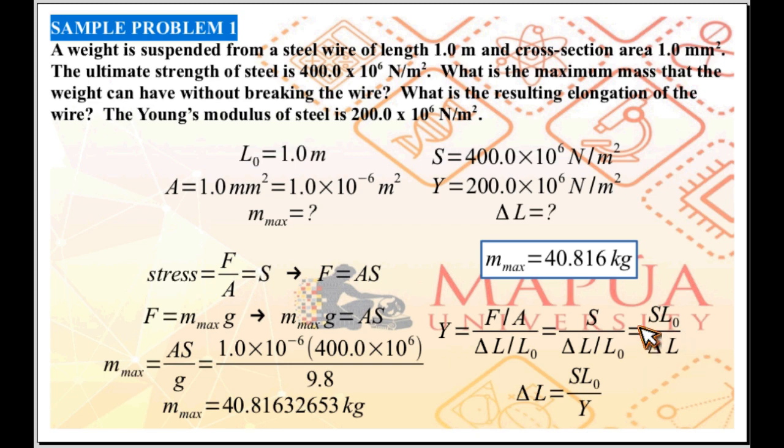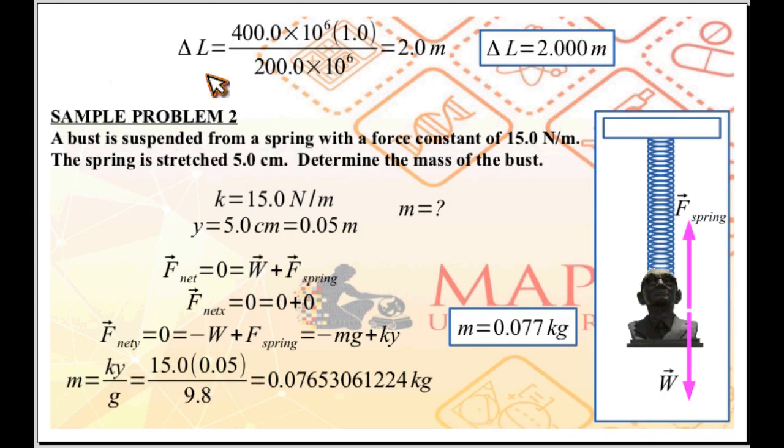We are looking for the elongation. We are looking for delta L. So isolating delta L, we have delta L is equal to S L naught over Y. Replacing the variables with the known values, we know S, we know L naught, and we know Y. We are able to determine the elongation. We are able to calculate delta L to be equal to 2.000 meters.